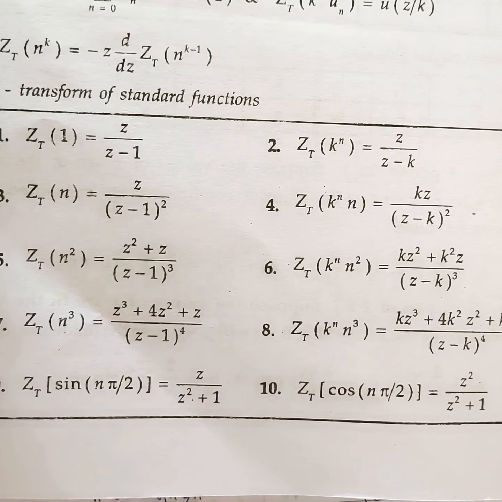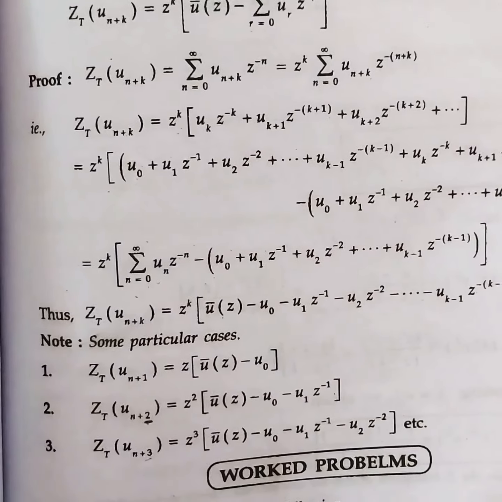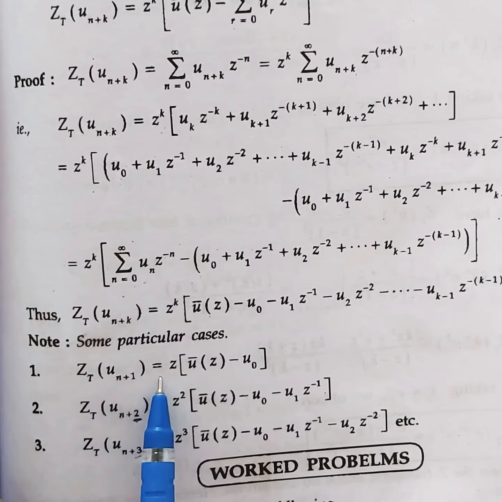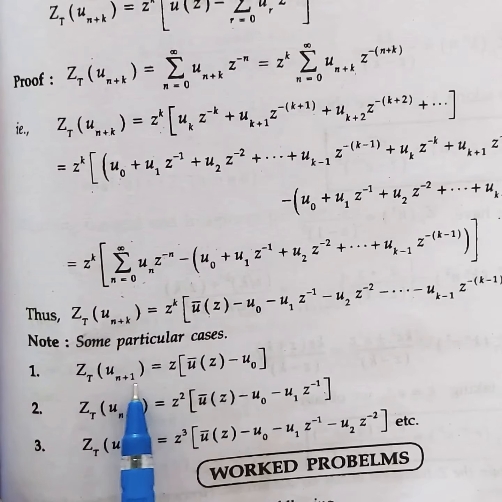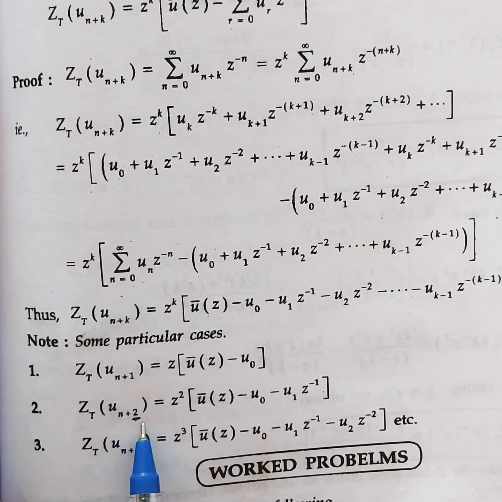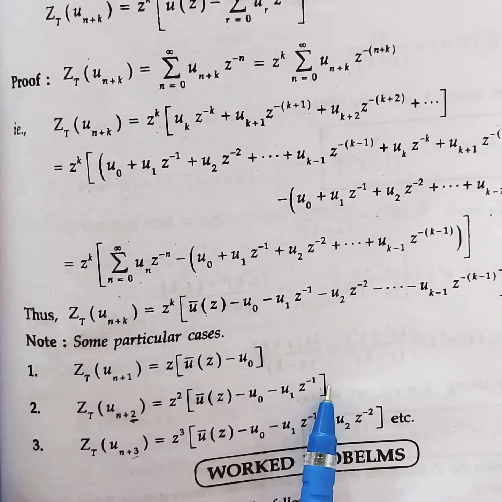Okay, and then we have the shifting property, that is, if I know Z transform of u n, I can guess Z transform of u n plus 1. This is z into u bar of z minus u naught. When we derived it, I told you how many terms are there, we will subtract that. Z transform of u n plus 2 is z square u bar of z minus u naught minus u1 z, to the power minus 1.